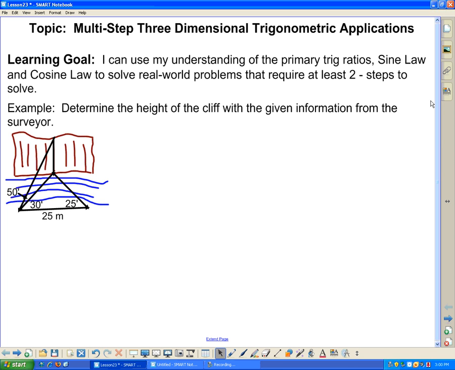Two examples that I have. What I did is I took a nice cross-section of the examples that you're going to see in the homework. So obviously, finding the height of an inaccessible cliff, for example. I'm giving another trick for surveyors.